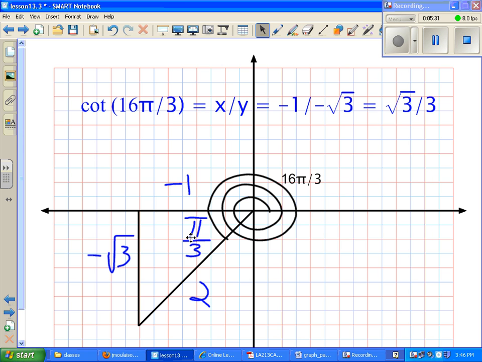So this is once again a 30, 60, 90 right triangle. Ratio of sides. Third quadrant tells me that both the x and y values are negative. Cotan is x over y. So that'll be negative 1 over negative root 3. Cancel the negatives and rationalize. I'm left with root 3 over 3.